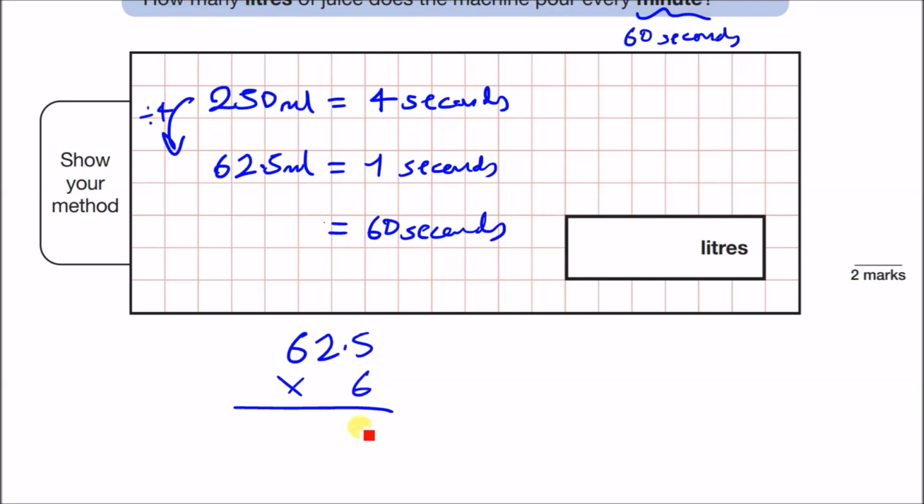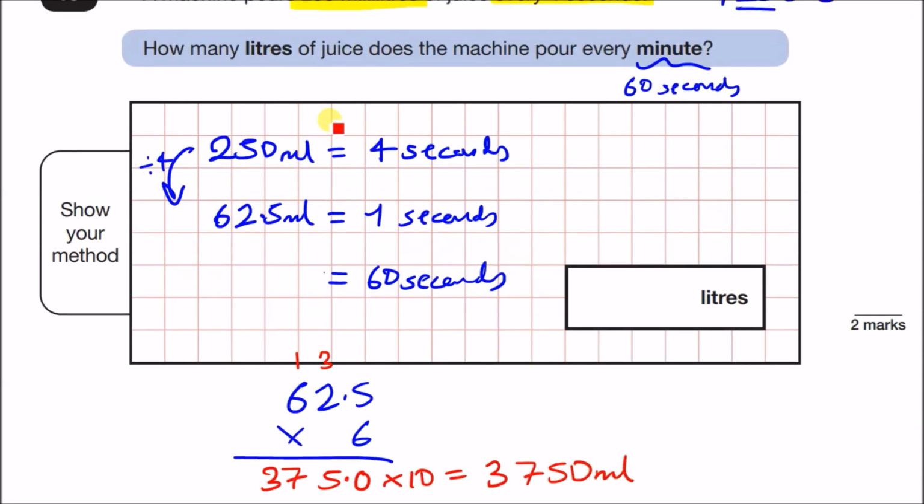So 5 times 6 is 30. So 0, carry the 3. 6 times 2 is 12, plus 3 is 15. So 5, carry 1. 6 times 6 is 36, plus 1, 37. And just put the decimal place where it belongs, which is one place after, so here. And since we times it by 6, well, we actually want 60. So times this result by 10, move the decimal here, and you're going to get exactly 3,750 milliliters.